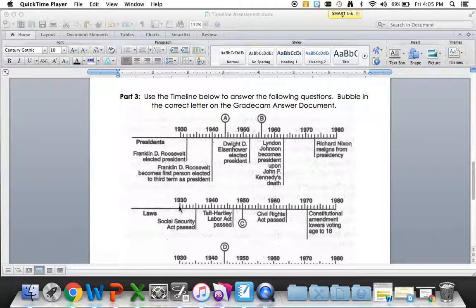Laws. 1930, Social Security Act passed. 1940, Taft-Hartley Labor Act passed. 1950, C. 1960, Civil Rights Act passed. 1970, Constitutional Amendment lowers voting age to 18. 1960 or 1980.